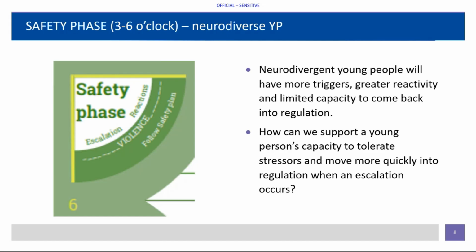If we're thinking about this phase, safety phase, and a neurodivergent young person, I think it really is around recognizing that you might have a young person that has more triggers, greater reactivity, and limited capacity to come back into regulation. So how do you support a young person's capacity to tolerate stresses and move more quickly into regulation when an escalation is occurring? And in speaking with a lot of young people that are neurodivergent, I hear they'll often say that they're trying really hard to do better, but they continue to react and overreact despite their best intentions.